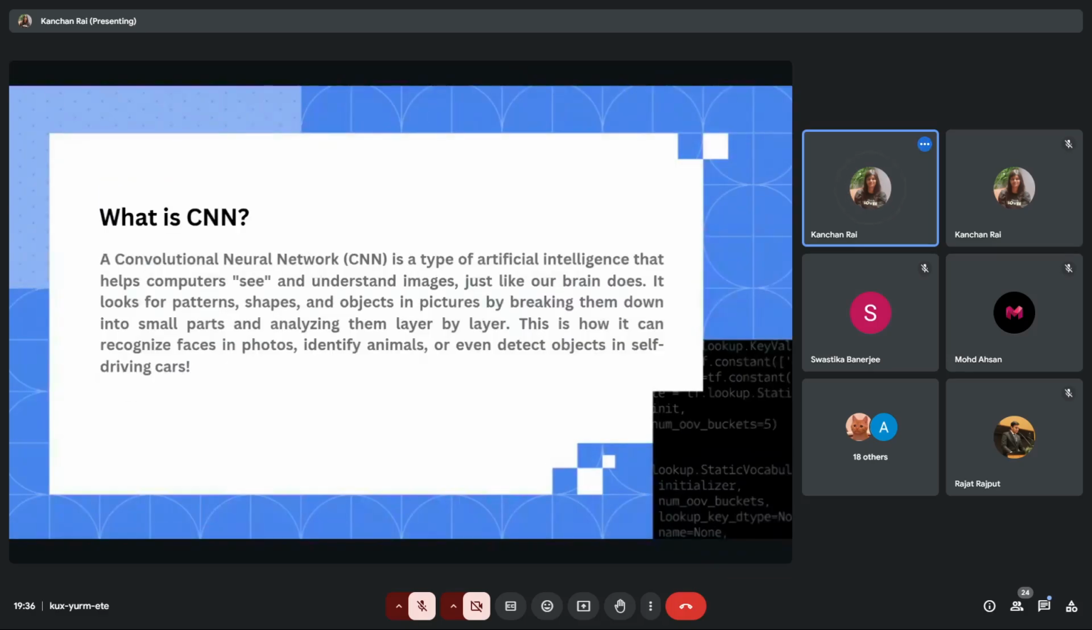So let's begin. A convolutional neural network is a type of artificial intelligence that helps computers to see. We are not actually enabling computers to see. They are able to understand images from the data stored in the image, okay? Just like our brain does. So we try to look for patterns, shapes, and objects by breaking them down into smaller parts, and we try to analyze them layer by layer. Say you have an image, it is usually in RGB.